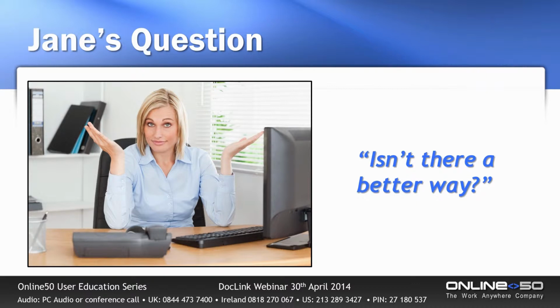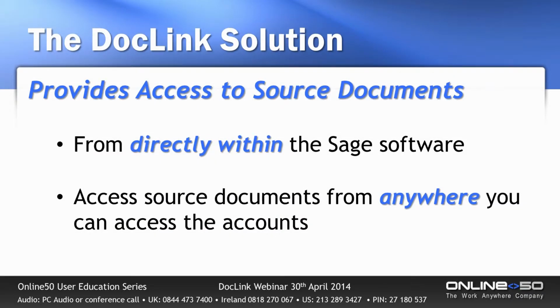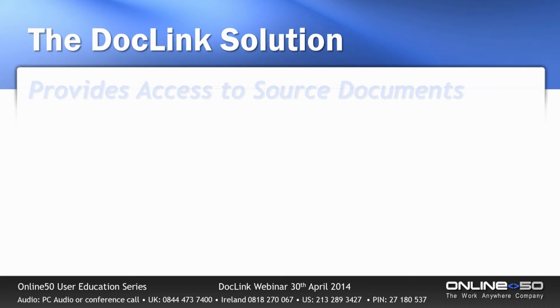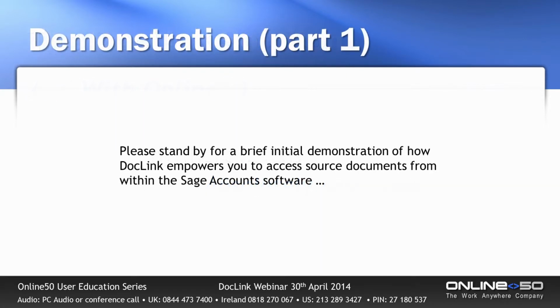Well, that's what DocLink is really for. DocLink provides access to source documents from directly within the Sage software. So that means you can access your source documents from anywhere you can access the accounts. And of course with Online50, when we say anywhere, it means absolutely anywhere. Okay, we're just going to have a look at an initial demonstration of how to solve Jane's problem, and then we'll come back and think a bit more about the value that we get from DocLink.